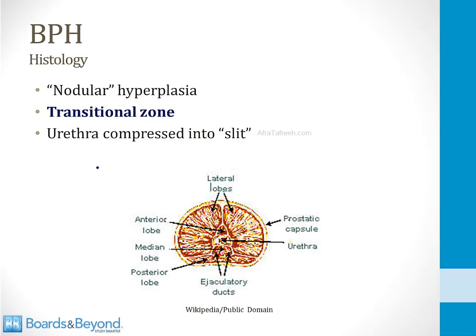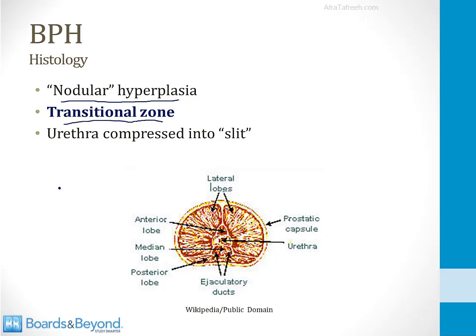The type of hyperplasia that occurs in BPH is called nodular hyperplasia, and it gets its name because instead of a diffusely enlarged gland, what you usually see are small nodules of hyperplasia in different parts of the prostate gland. And the place where these nodules tend to develop is called the transitional zone. And in order to understand this, let's review a little bit of prostate anatomy.